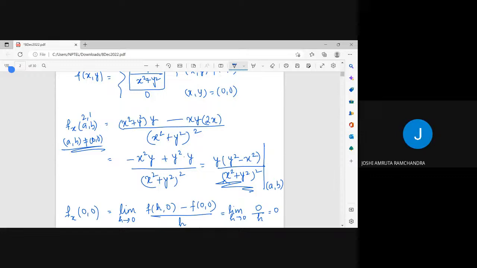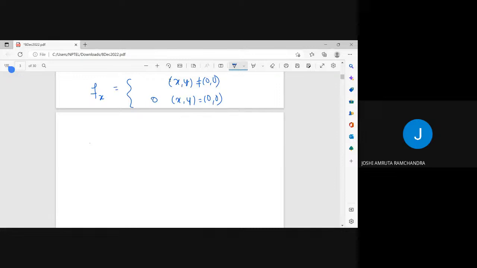But madam, f of x y is equal to 0 when x y is equal to 0, 0, so d by d x of 0 is equal to 0, why can't we say that? No. When you're calculating f x, you're calculating limit h goes to 0 of f of h comma 0 minus f of 0, 0, divided by h. So you are interested in points around 0, not just at 0. What is happening around 0 also matters, because this h is non-zero here. Yes.